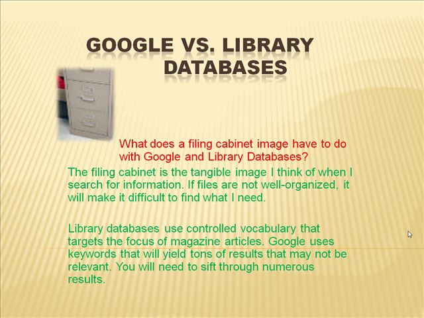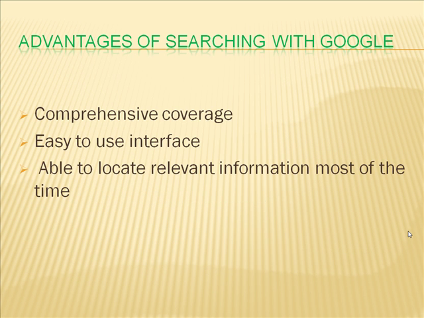Well, for one thing, the filing cabinet is the tangible image I think of when I search for information. If the files are not well organized, it will make it difficult to find what I need. Library databases use what we call controlled vocabulary that targets the focus of magazine articles. The controlled vocabulary consists of authorized terms or standardized terms as opposed to natural language. Google uses keywords that will yield tons of results that may not be relevant. You will need to very often sift through numerous pages of results.